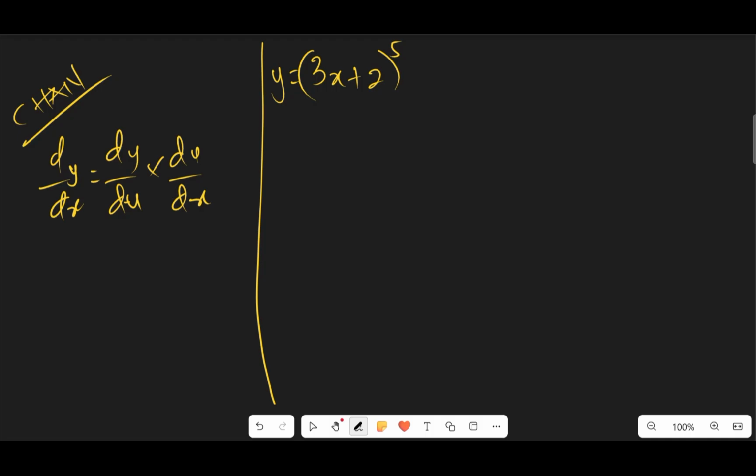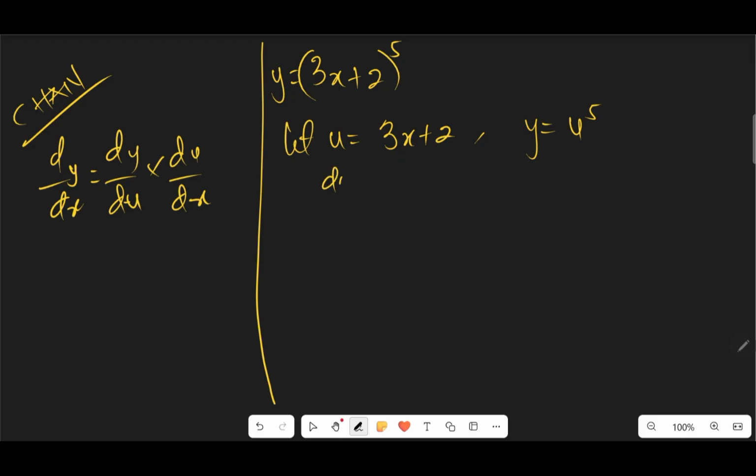We can just say that we are letting a letter take charge of the 3x plus 2. Is that okay? So that after we finish, we will bring it back and we'll get our answer. So how is it going to be? We are going to say let u be equal to 3x plus 2. So if it happens like that, then our y is now u to the power 5.